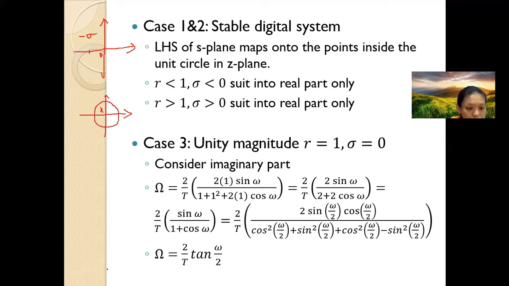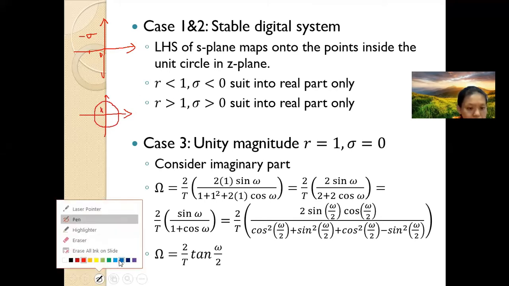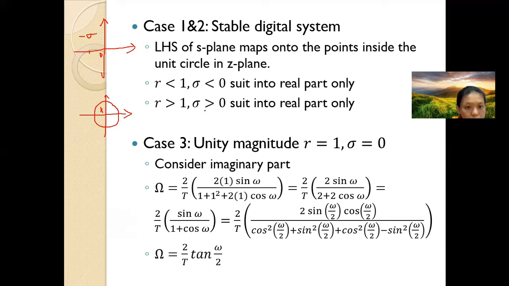Okay. So when our sigma is bigger than 0, for example here, sigma is bigger than 0, a positive value, your r is bigger than 1, it will map into here. So it is on the real part only as well. So this above one is our s-plane, below is our z-plane.